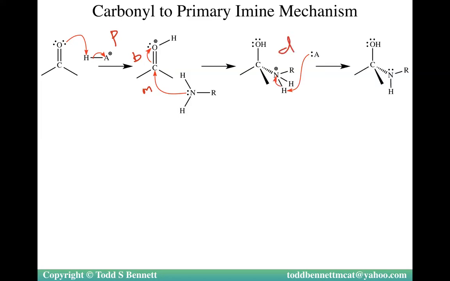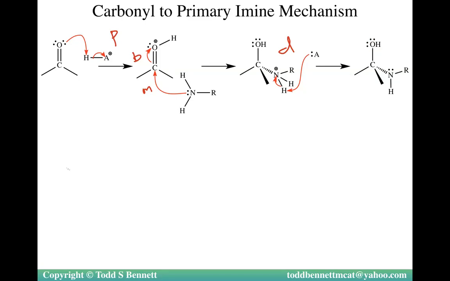And I think I'm done, except I'm not done. I do not have an imine. I have both a hydroxyl and an amine on the carbon, so I need to do one more round of it. We're trying to get rid of the water. That's our leaving group, so I should protonate the OH to turn it into water. So one more round of protonate, break, make, deprotonate.